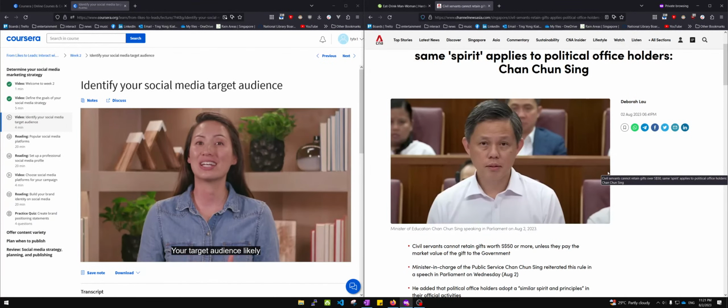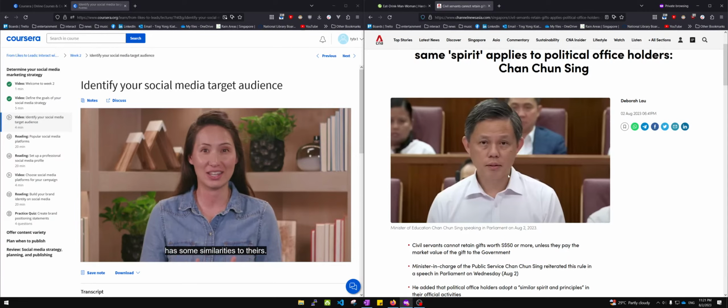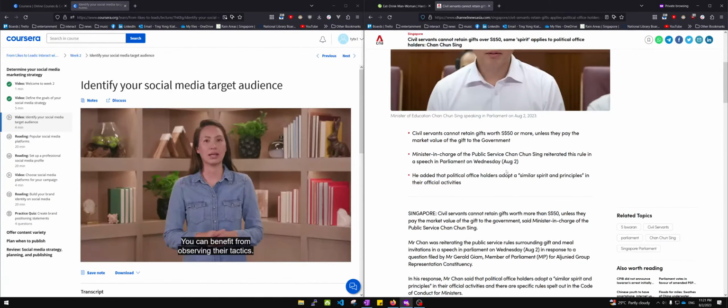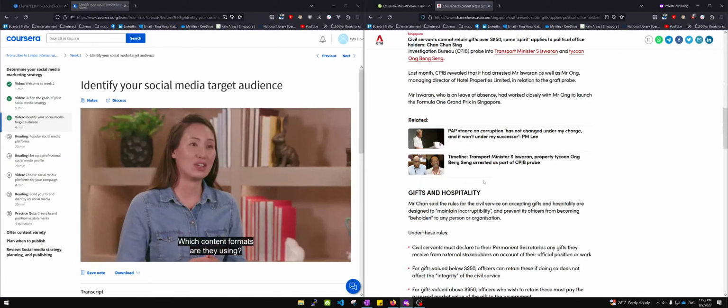Your target audience likely has some similarities to theirs, so you can benefit from observing their tactics. Consider questions such as, who are your competitors targeting? How are they reaching out to their target audience? What are they doing well and not so well? How often are they posting? Which content formats are they using?